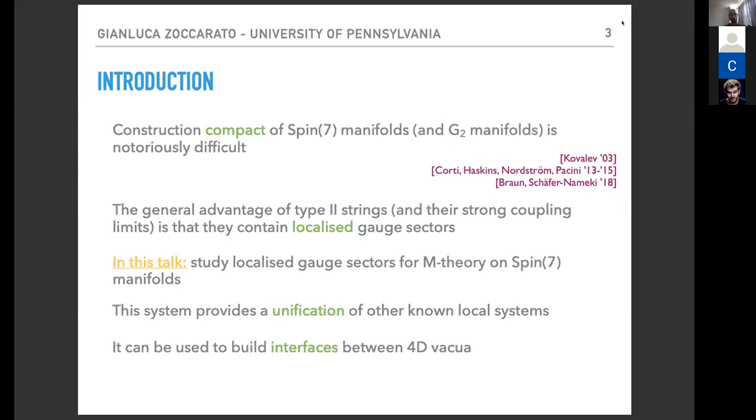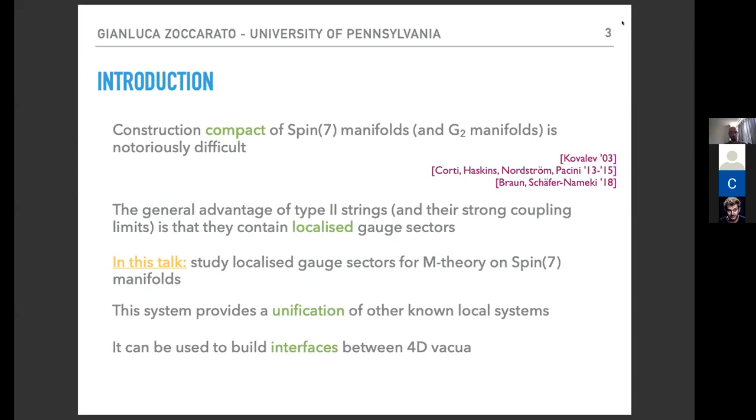So in this talk, I will talk about the localized sectors that you find from M-theory on Spin(7) manifolds. This is interesting also from a mathematical point of view. One consequence that we will see from this kind of system is that it provides a unification of other local systems, sometimes known also as Higgs bundles. Moreover, we see that this can be used to build interfaces between 4D vacua, and this can be used beyond the context of high energy theory, like in condensed matter theory. So in the following, I will present some different systems that we will consider, different Higgs bundles.